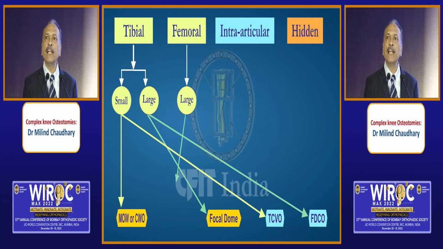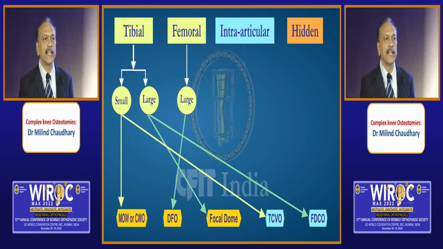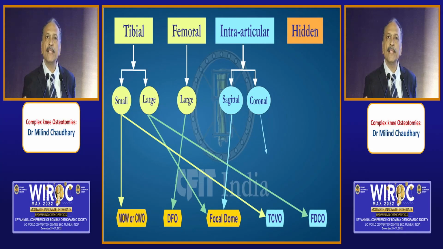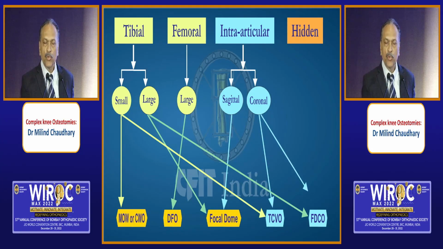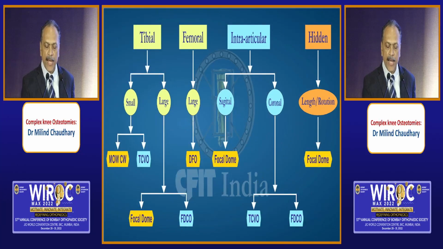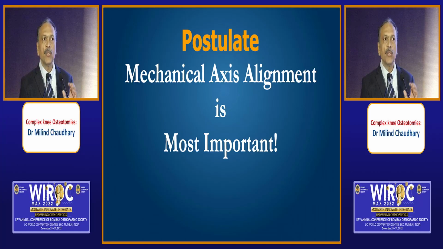Femoral deformity well beyond 90 to 93 degrees is really when you should be thinking about DFO. And you choose it only in those cases. Now the intra-articular deformity, I'll come to it briefly, could be in the sagittal or the coronal plane. If it's in the sagittal plane, you do the focal dome, and if it's a hidden deformity like length and rotation, you add the focal dome deformity. So this is the entire algorithm. And based on that, we are now going to look at complex deformities.